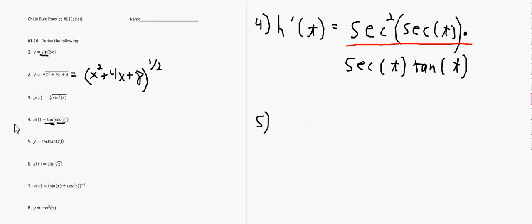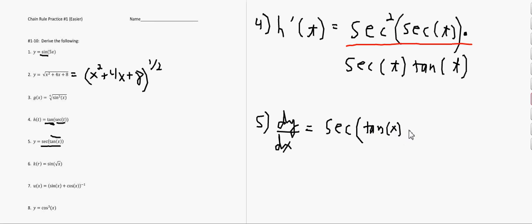She'll get it. Alright, number 5 is very similar, except now secant's the outside function. So we've got dy dx, and deriving the outside function, which is secant, the derivative of secant is secant tangent. So we're going to get secant of the inside. The inside is not changing, which is tangent x. So it's secant of tan x times tangent of tan x.